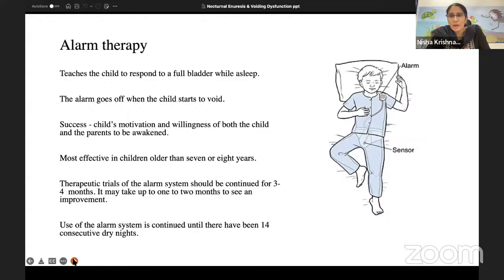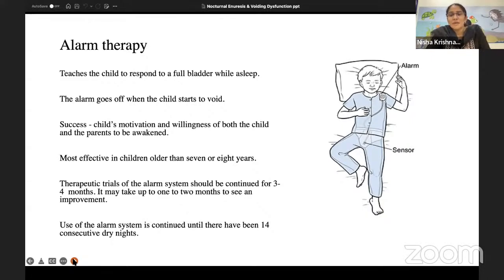He himself or herself shuts off the alarm. They go to the bathroom, void to completion, and come back. If there was any soiling of the clothes, they clean it. They clean the sensor, put it back, and then go to sleep. This habit over a period of time will then help them understand that they're going to void even before they wet themselves.